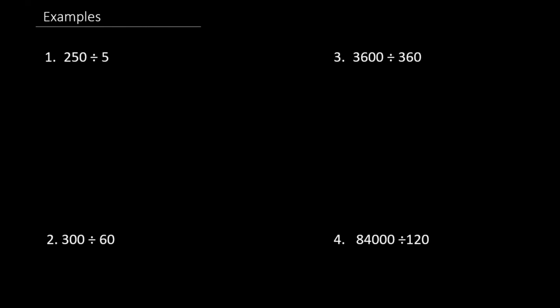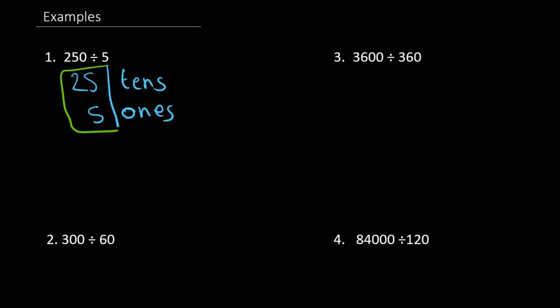Let's get started. So the first example is 250 divided by 5. So what does 250 also equal to? Well, it equals 25 tenths. Okay, 25 tenths. And now 5 also equals 5 ones. Now, what you do is separate these two like this with a line. And now you divide 25 by 5 and tens by ones, sorry. 25 divided by 5 is 5.